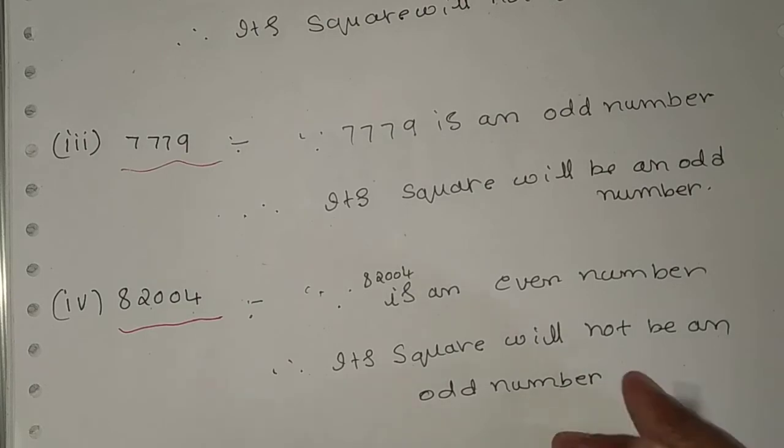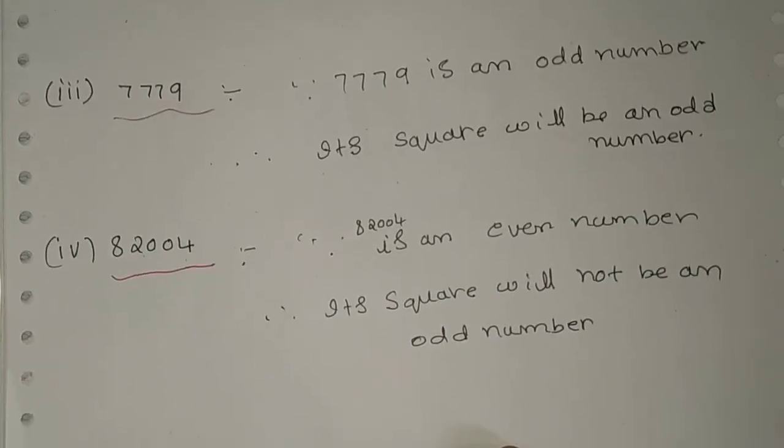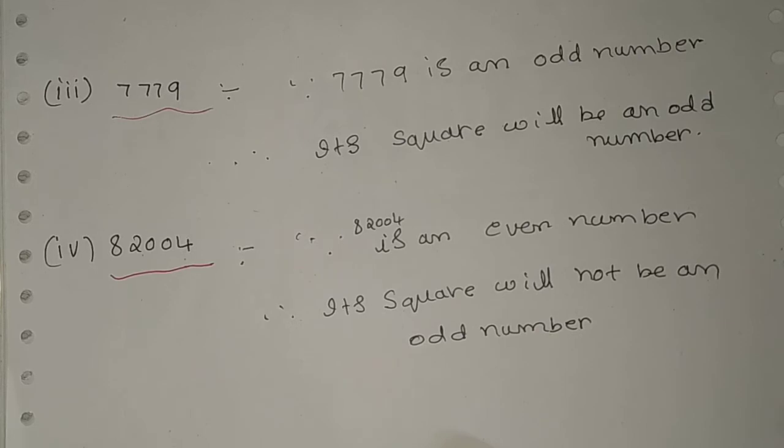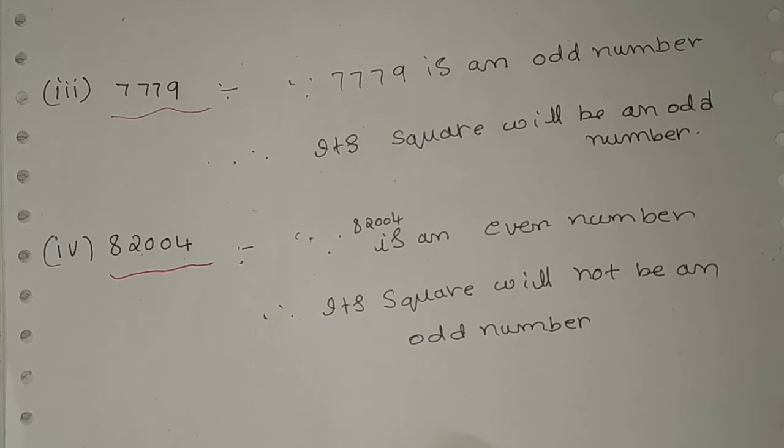So these problems are all easy. We only have to check whether it's even or odd, and why the square of an odd number is odd or even. These are the two sentences for each problem we have to write. So this is the solution for question 2 and question 3, and we'll continue the next question in the next class.